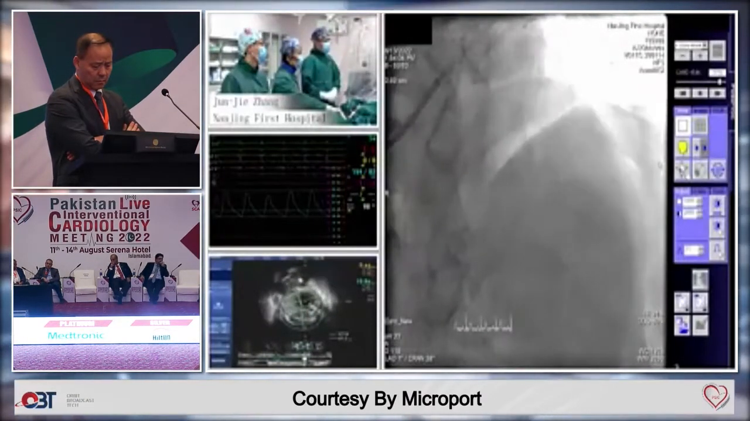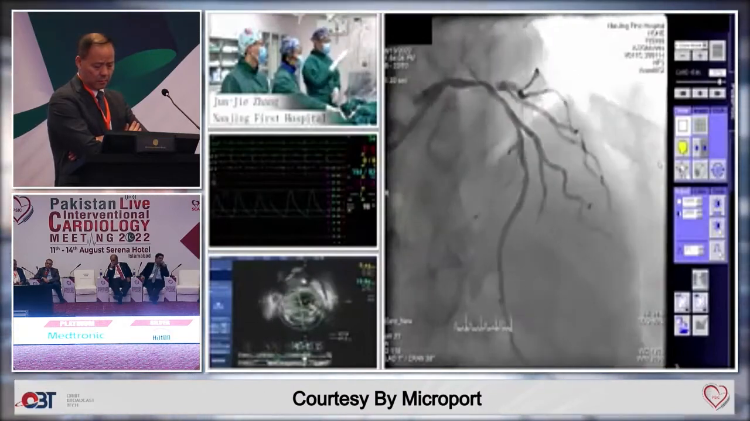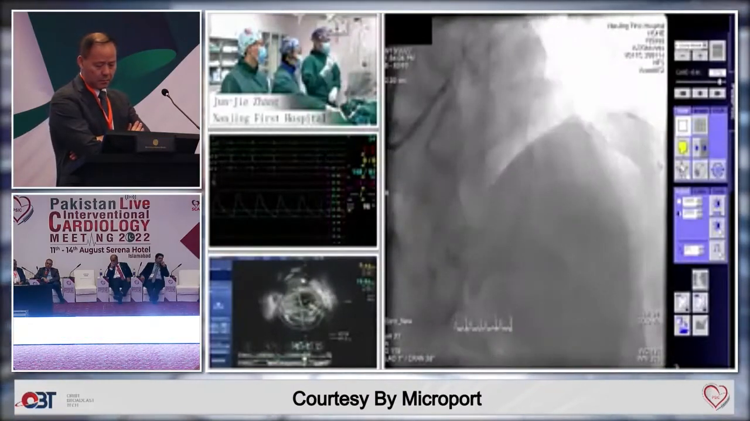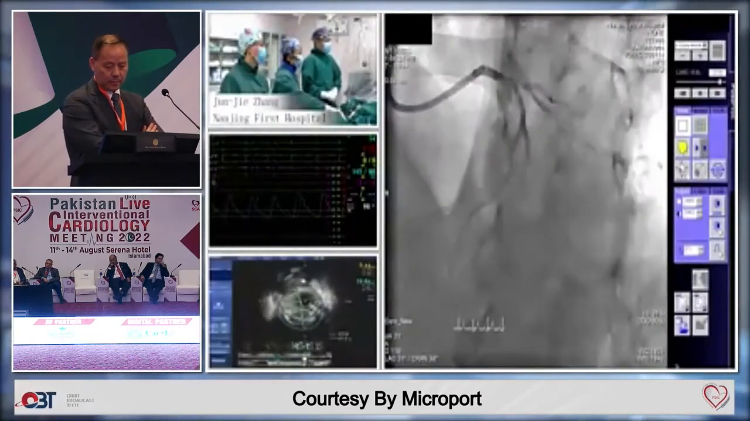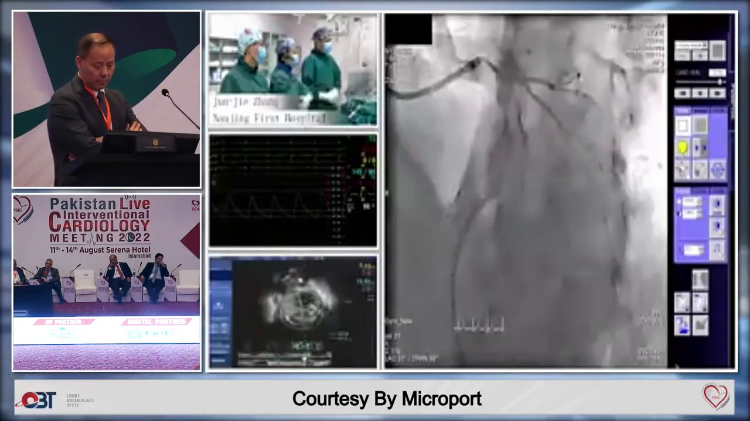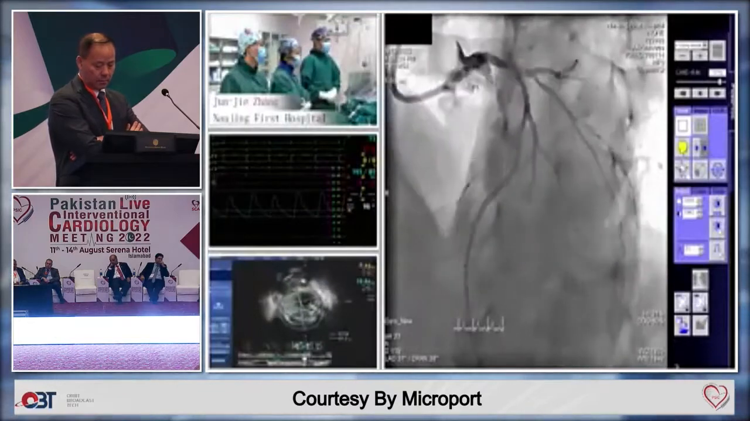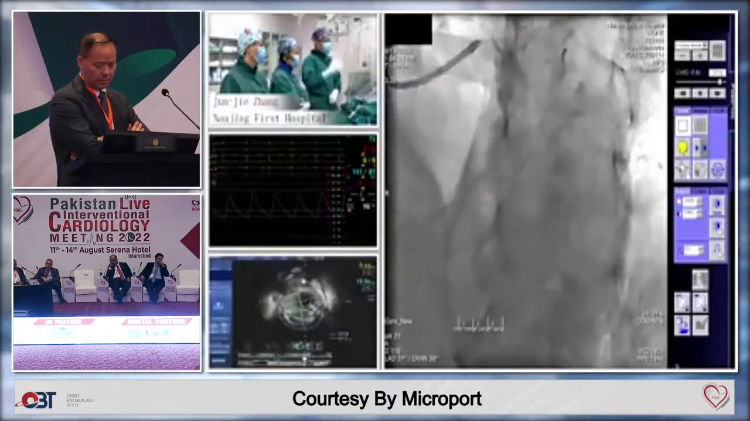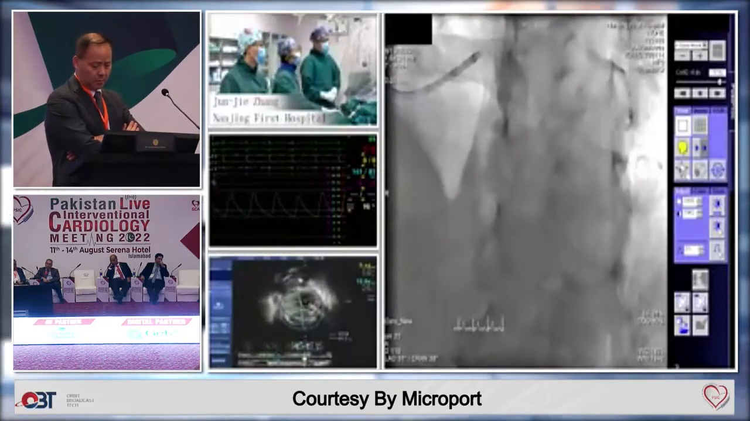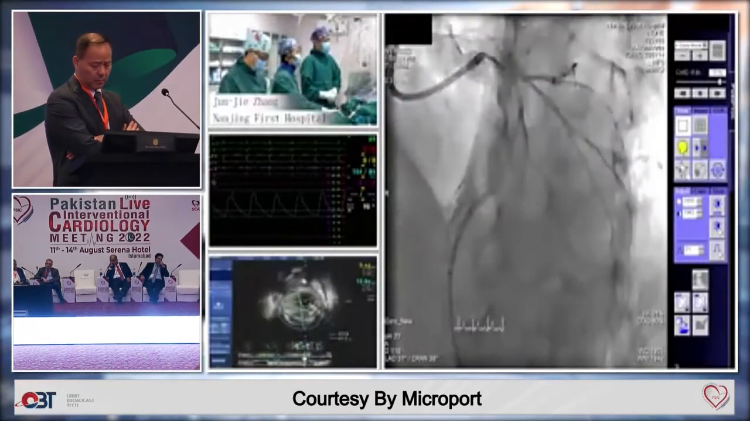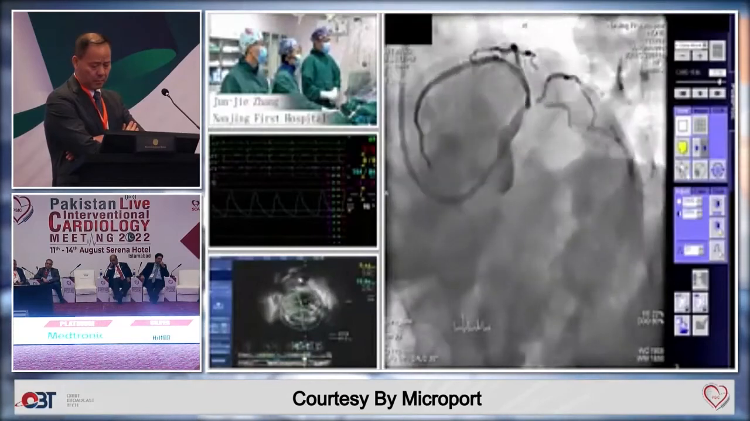You also can see a severe calcification from the distal left main to the proximal to middle LAD. Next. This is the cranial view, shows clearly the distal left main eccentric plaque, and also involves the ostial circumflex. Next. So this is a spider view.